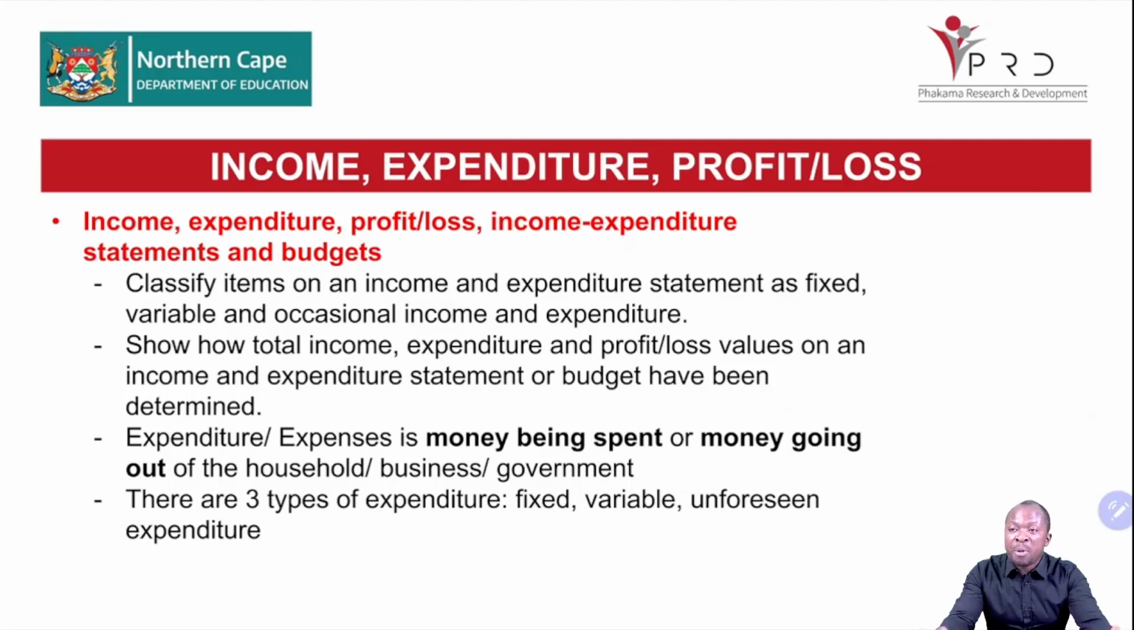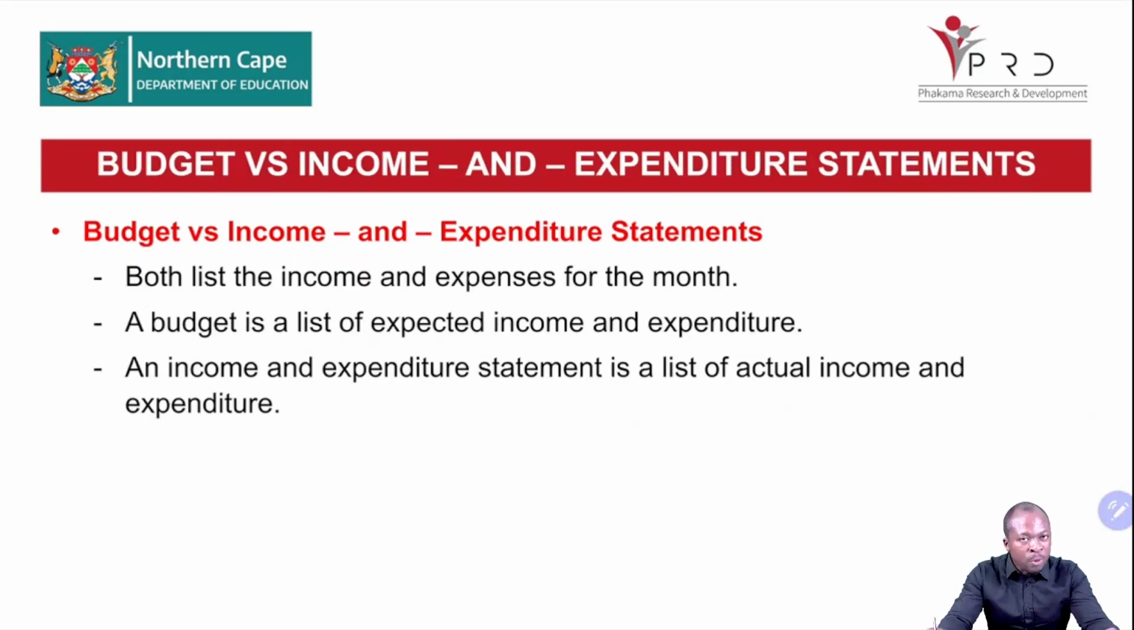Then you should also remember that whenever we talk of expenditure, it is the money being spent or the money going out of the business or the household. Okay, and then you should know that there are 3 types of expenses. We have the fixed expense, variable expense, and occasional or unforeseen expenses. Do not forget that. We will have some few questions on them.